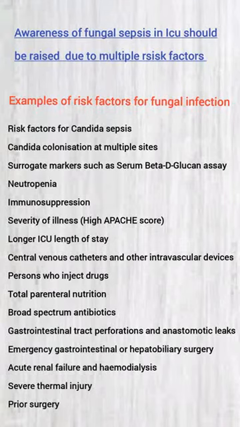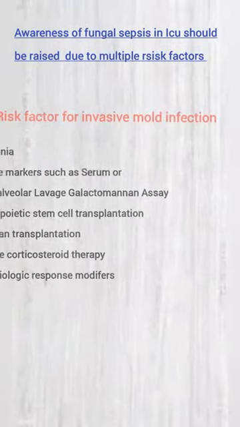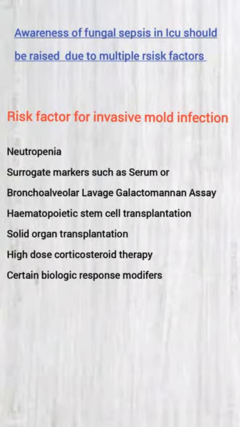Also, total parenteral nutrition or broad-spectrum antibiotics for a prolonged period, and risk factors for endemic yeast, which are available in ICU, like antigen markers such as cryptococcal, histoplasma or blastomyces, and in HIV patients and/or after organ transplantation, and patients receiving corticosteroids for a long time, and patients with uncontrolled diabetes. Also, risk factors for invasive mold infection, like neutropenia, high-dose steroids or solid organ transplantation.